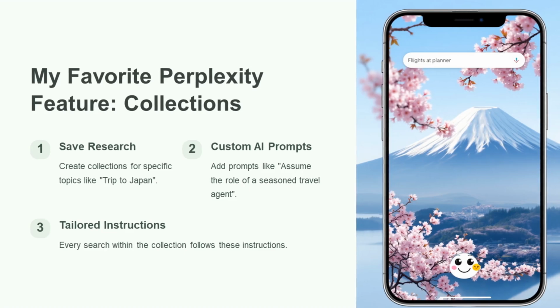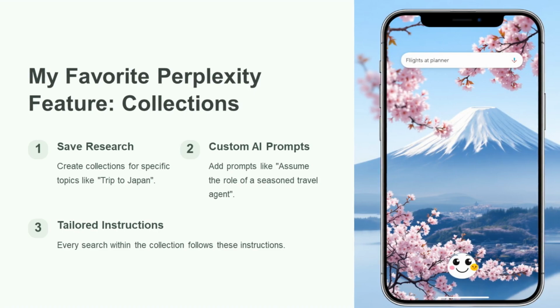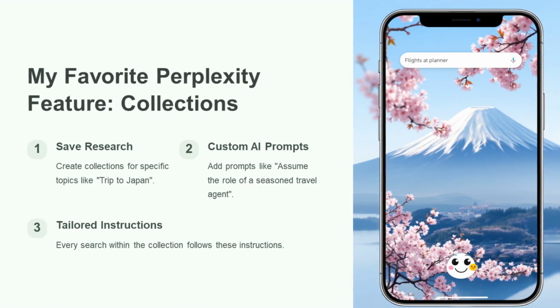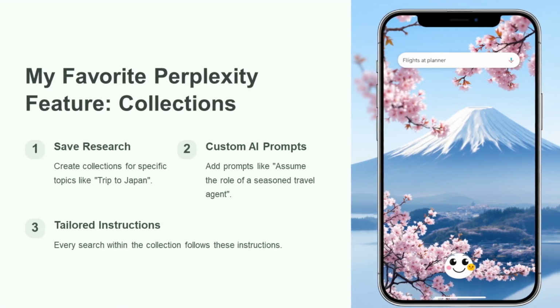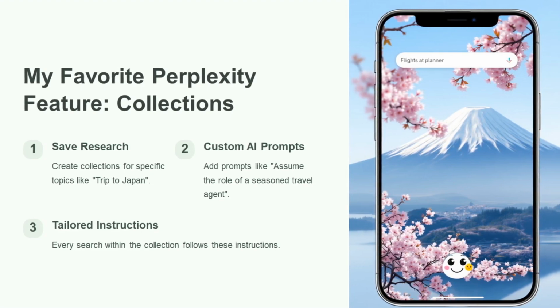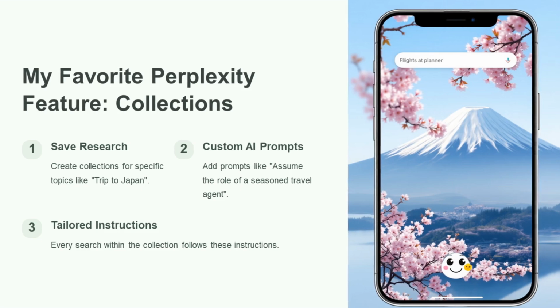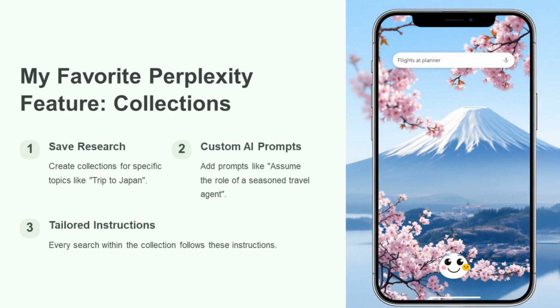Collections allow you to save research and apply custom AI prompts to an entire topic. Here's how I use it. I'm planning a trip to Japan and want to avoid peak tourist seasons. I save my query into a collection named Trip to Japan. I add an AI prompt: Assume the role of a seasoned travel agent. Prioritize local experiences and hidden gems. Now, every search within this collection follows these tailored instructions.